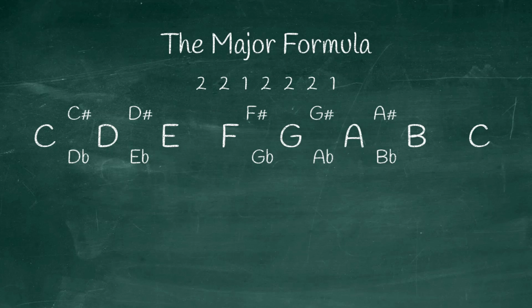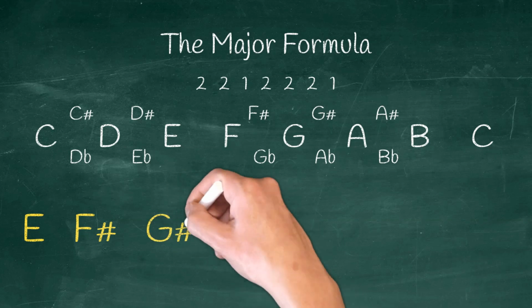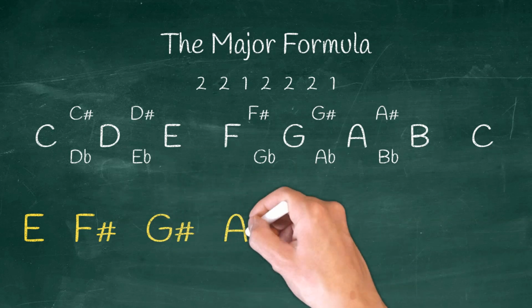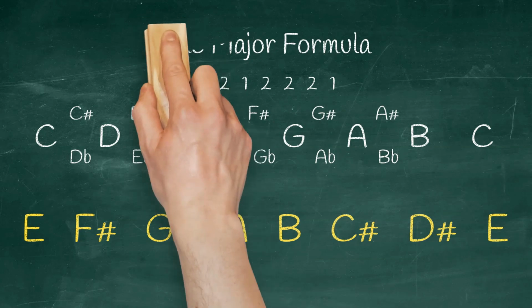If we want to create an E major scale, we begin on the root note E. Move 2 steps to F sharp, 2 more steps to G sharp, 1 step to A, 2 steps to B, 2 steps to C sharp, 2 steps to D sharp, and 1 more step takes us back to E.